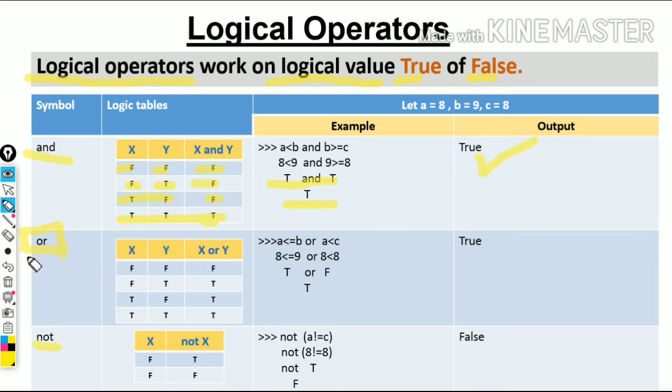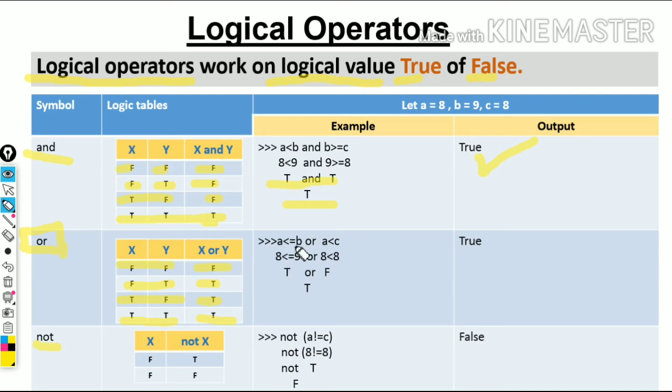In the next, for OR logic, if any of the values is true, then the answer will be true. In this case, true and false, one value is true, so the answer will be true. If both of the values are true, then it will be true. If both the values are false, only in that case the result will be false.